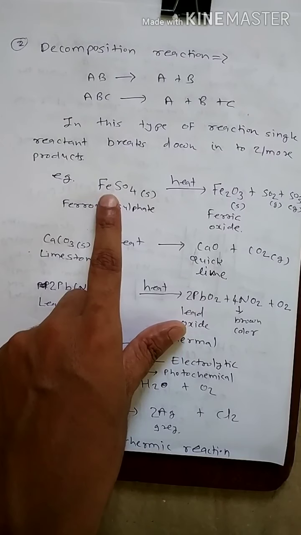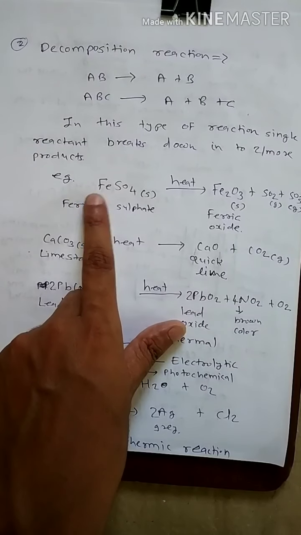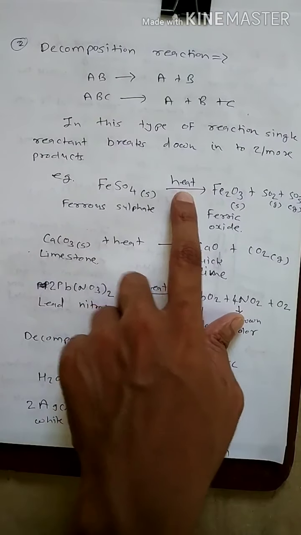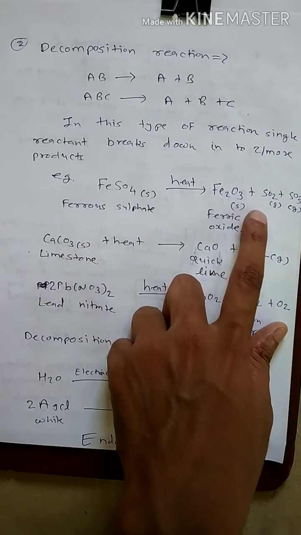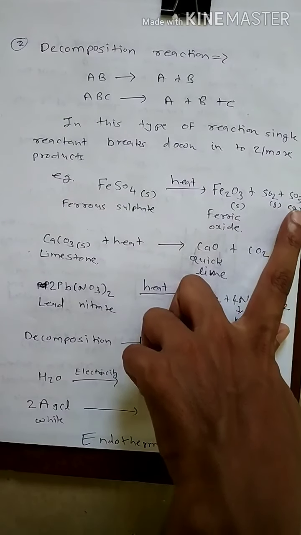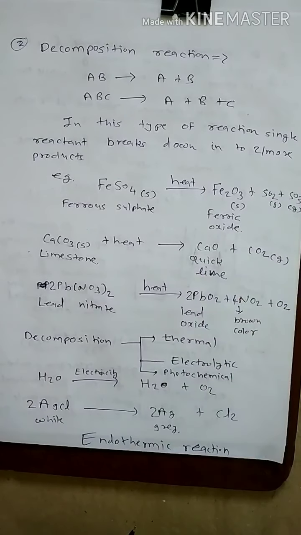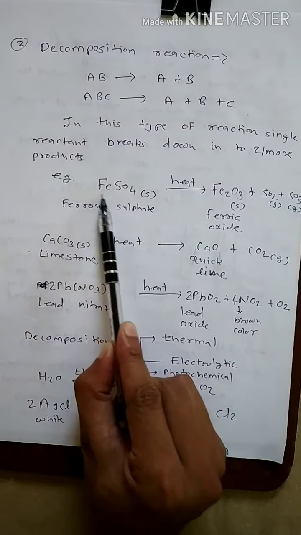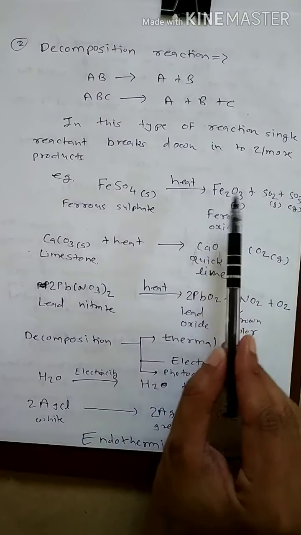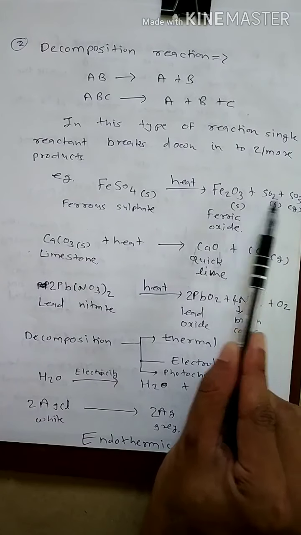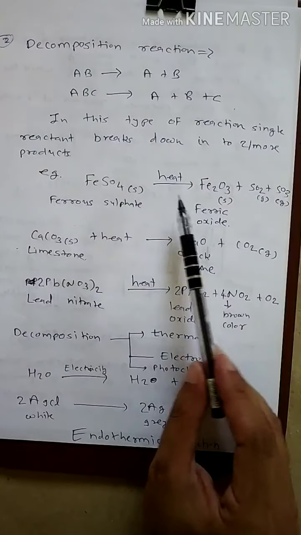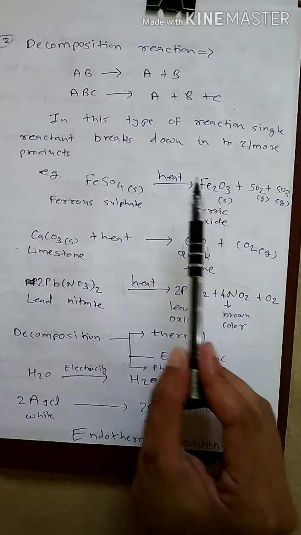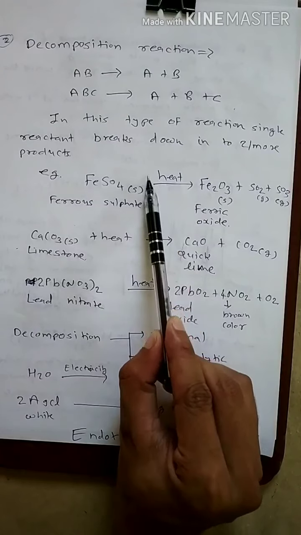Now an example for that is like this. When FeSO4, ferrous sulfate, is heated, it gives you Fe2O3 plus sulfur dioxide plus SO3 gas. Okay, now here you can see only one reactant is there, ferrous sulfate, and there are 3 products. So it is a decomposition reaction, and in this reaction we are using heat.